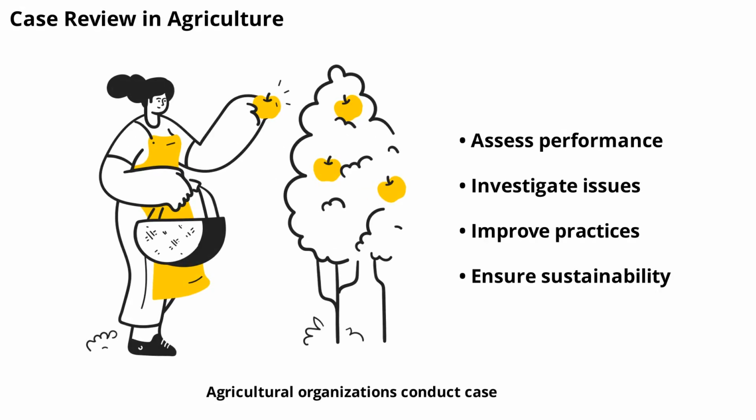Agricultural organizations conduct case reviews to assess crop performance, investigate issues, and improve practices. Teams review data, discuss solutions, and implement changes. This process helps increase yields and ensure sustainability.